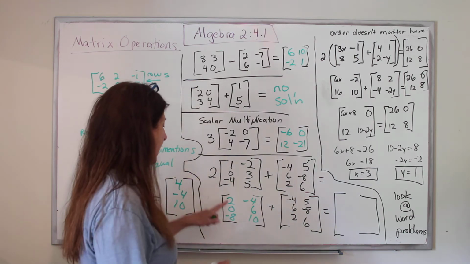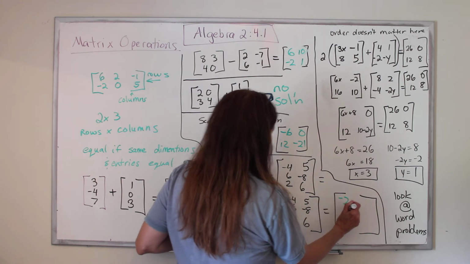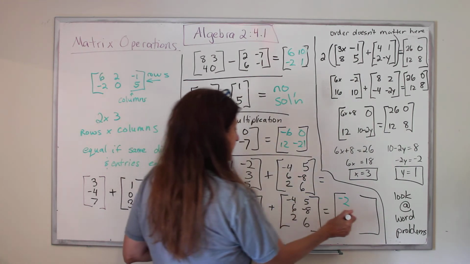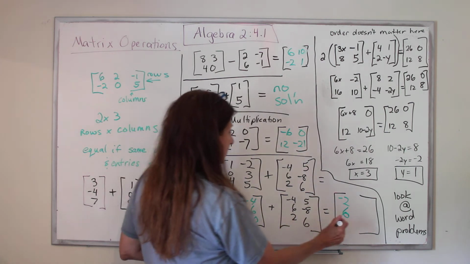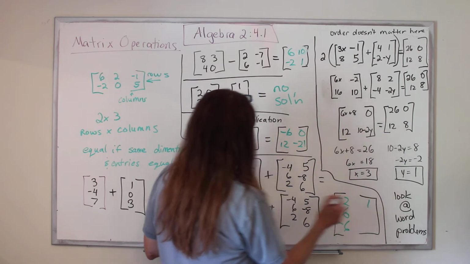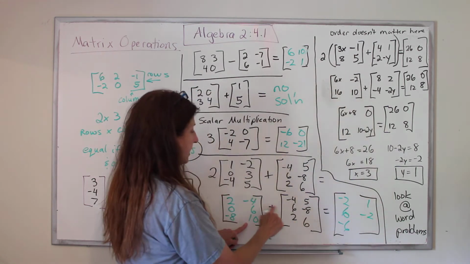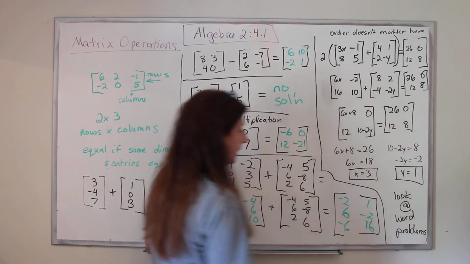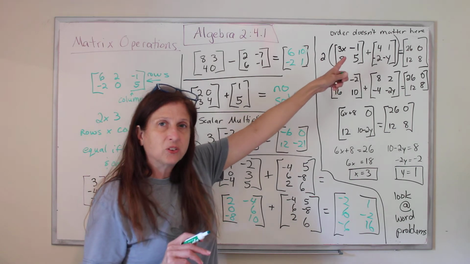Now I can do the adding. 2 plus negative 4 is negative 2. 0 plus 6 is 6. Negative 8 plus 2 is negative 6. Negative 4 plus 5 is 1. 6 plus negative 8 is negative 2. And 10 plus 6 is 16. Ta-da! Not hard. Okay, now look at how fancy this one is.